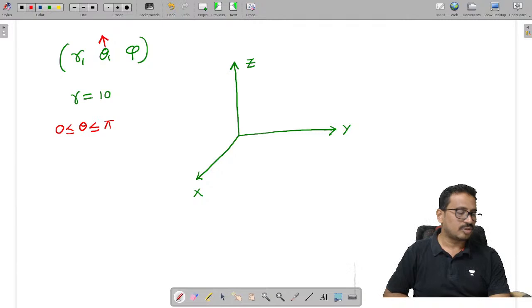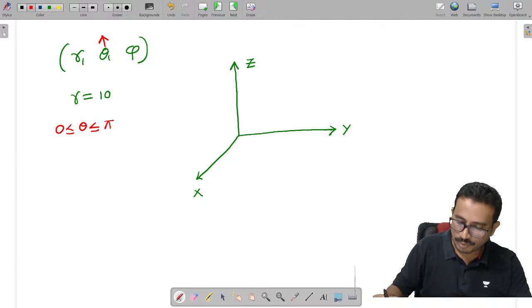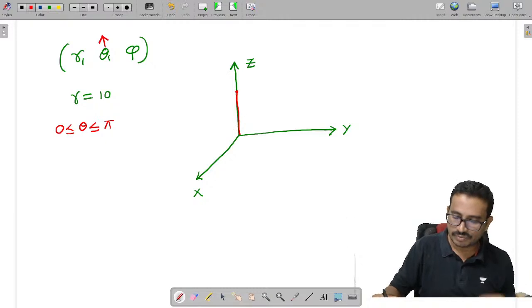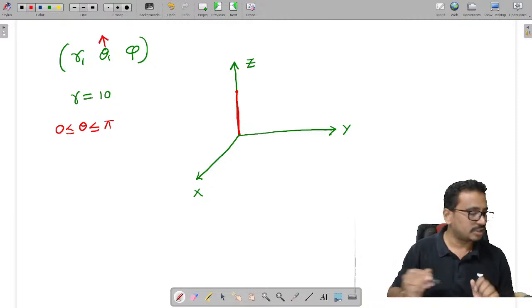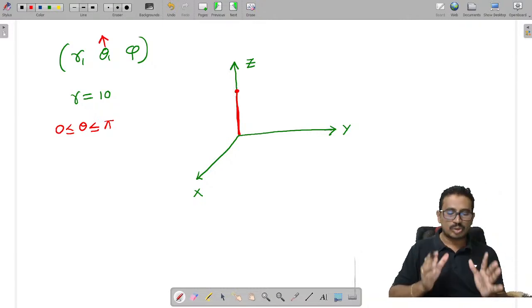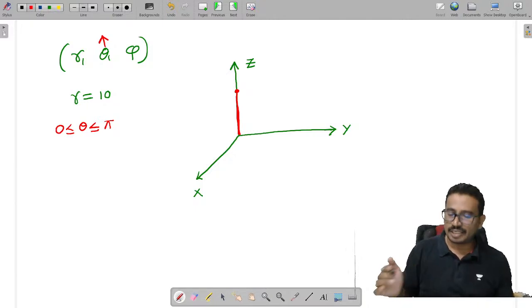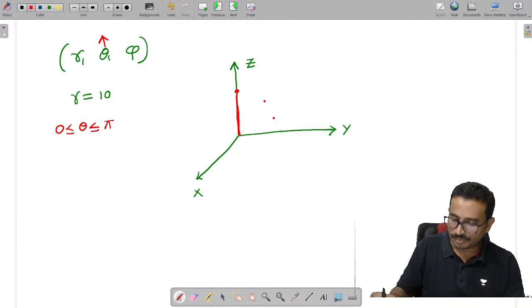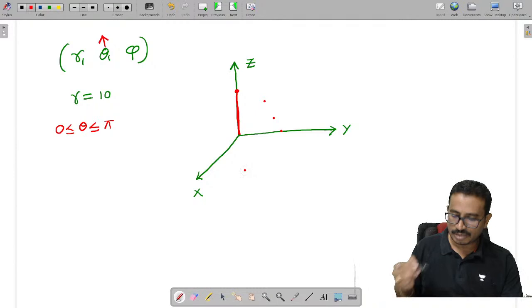When theta is equal to 0, we have a point that lies on the z axis. Yes or no? With a radius of this distance, how much is it? It is 10. Now this is theta. Now I am changing the theta value from 0 to pi. If theta is equal to 30, we have a point here. 60 here, at 90 the point is here, at 180 the point is here.